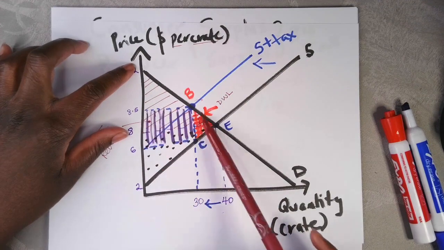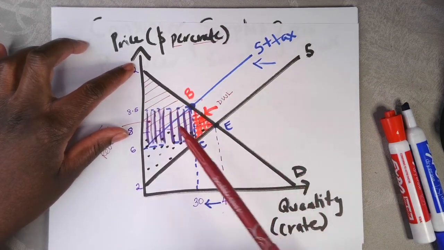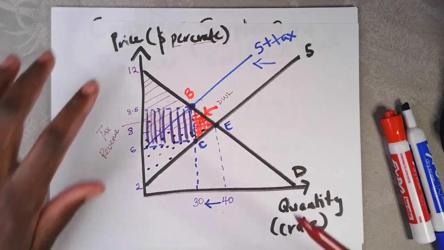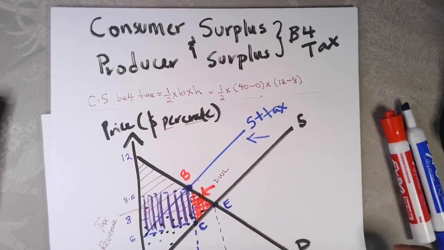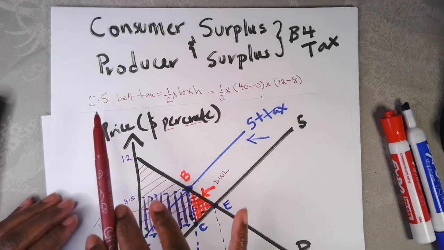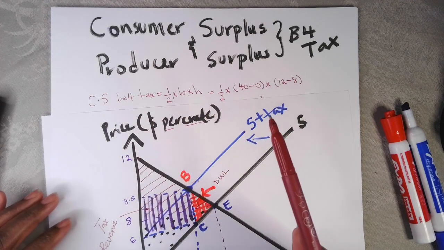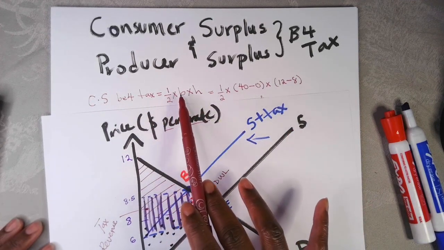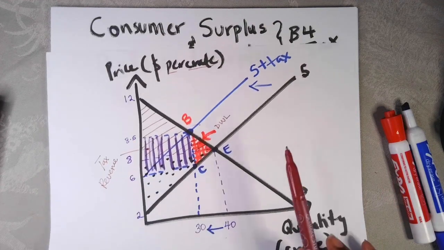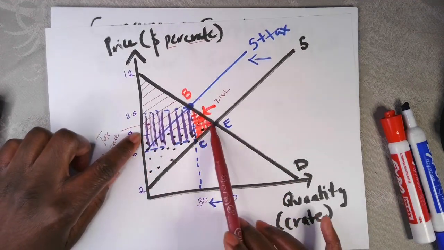That's a right angle triangle, and so we will use the area of a triangle to calculate that consumer surplus. I wrote it out for you. Consumer surplus before the tax will be half times base times height, area of a triangle, and that's half times, well, the base goes from this point to E.